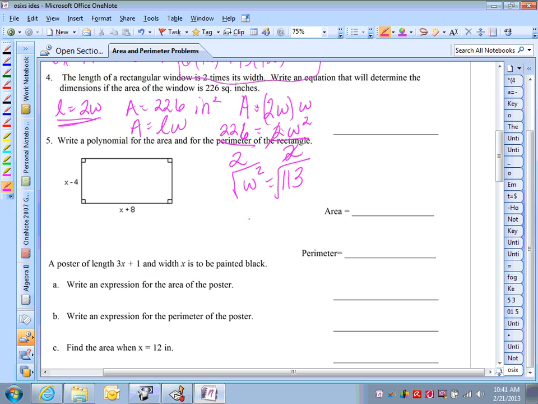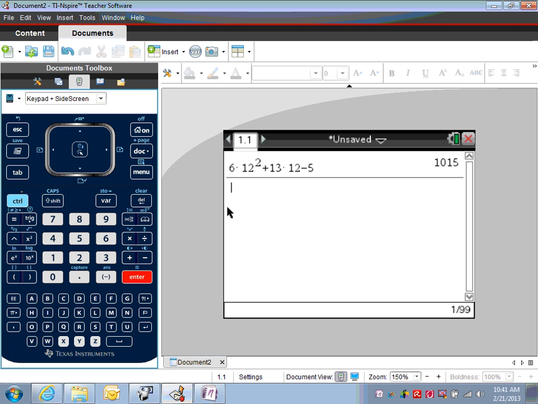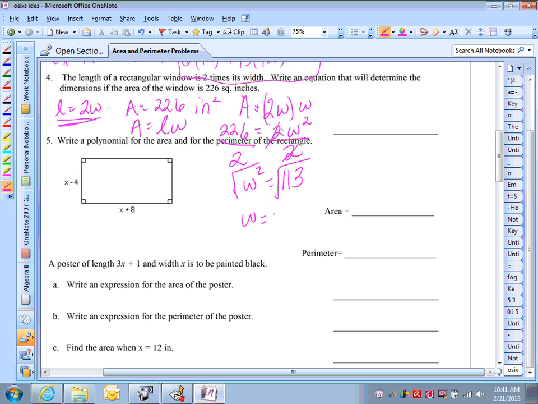The square root of w squared is w, and I can go to my calculator and type in the square root of 113. So I hit the control button, and then the square root, and I type in 113, hit enter, and I get 10.63 as my answer. So the width is 10.63 inches. So the width equals 10.63. That's terrible writing, sorry.